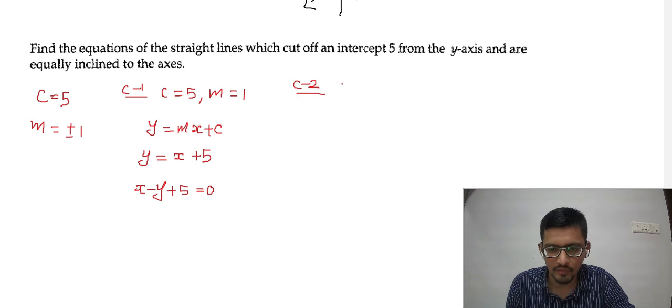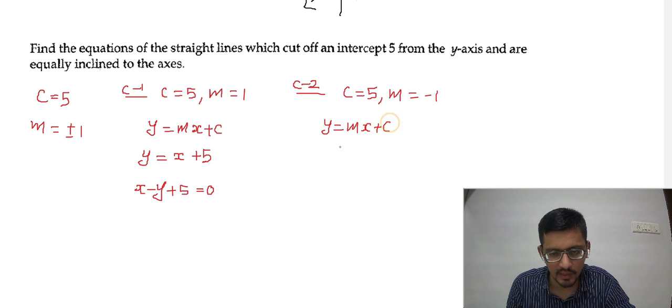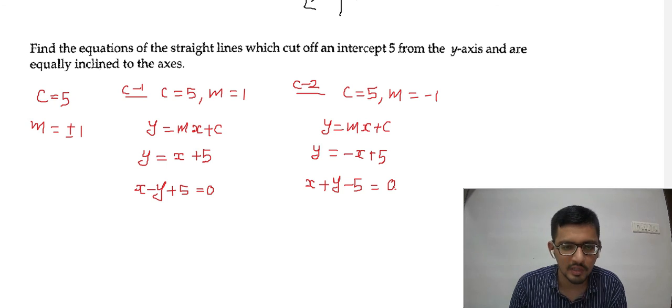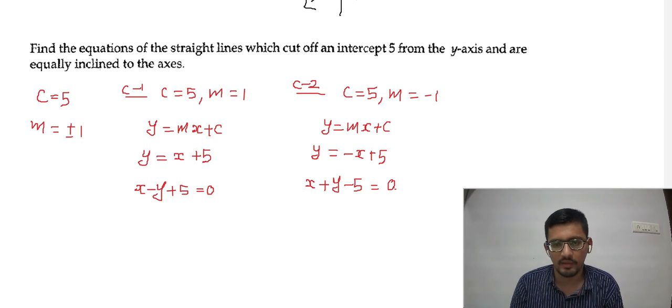And case 2 is y-intercept is 5 and slope you take as negative 1. So what is the slope-intercept form, y equal to mx plus c? So m is minus 1, so minus x plus 5. In that case the equation will be x plus y minus 5 equal to 0. So two such lines are possible in that case.